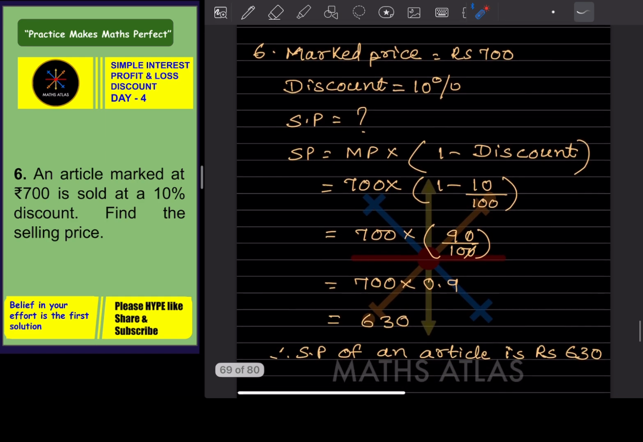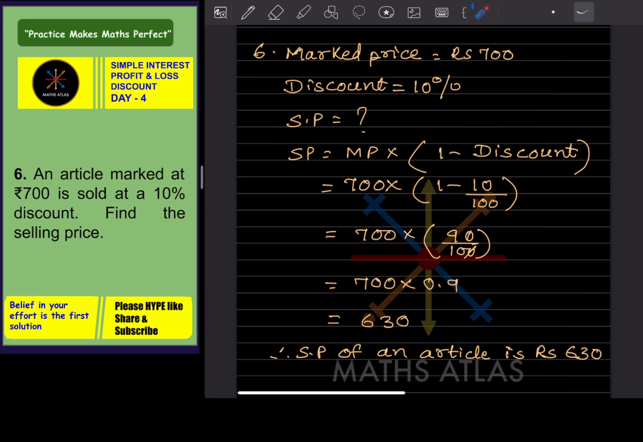So the next one: an article marked at rupees 700 is sold at a 10% discount, and you have to find the selling price. The mark price is given as 700, the discount is given as 10%, and we don't know the selling price. So again, now we have to look for this formula. The selling price is mark price into 1 minus discount.